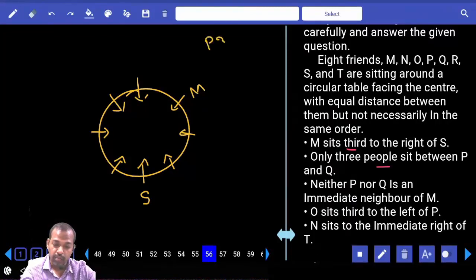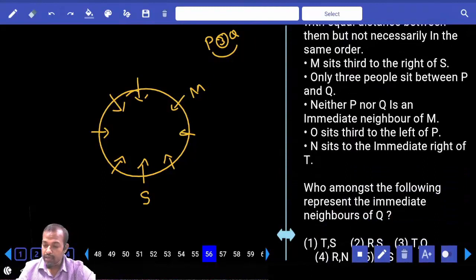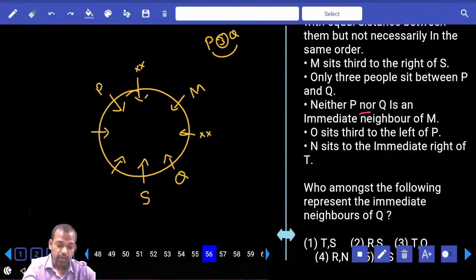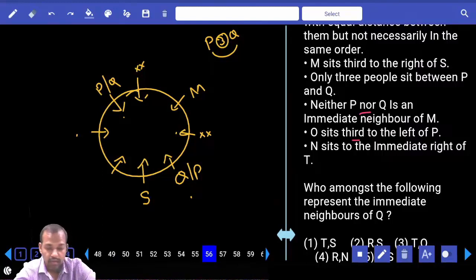So between P and Q, how many persons are there here? 3 persons. That means P and Q will be opposite or not? Yes. Next one. Neither P nor Q is an immediate neighbor of M. That means P and Q will not come here, and P and Q will not come here. Now tell me, if P comes here, Q has to come here. If Q comes here, P has to come here or not? Yes or no? Isn't it? Next one. O sits third to the left of P. If P is here, O has to come here. If P is here, O has to come here. Two possibilities are there. Next one.